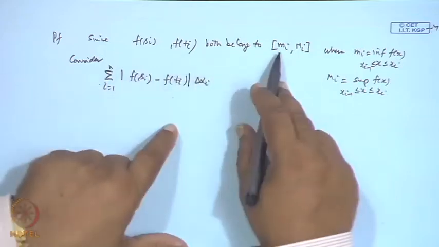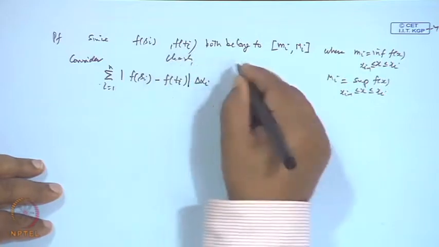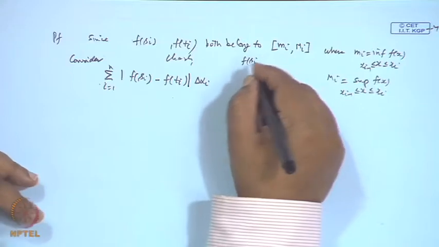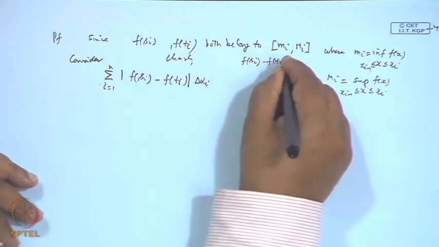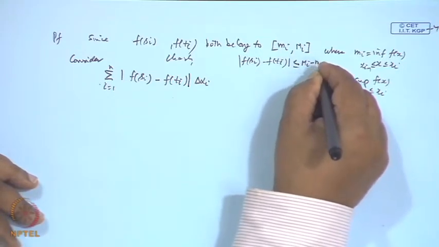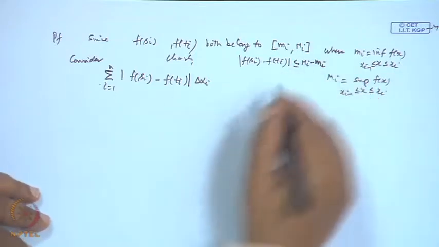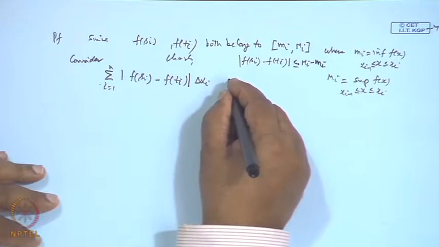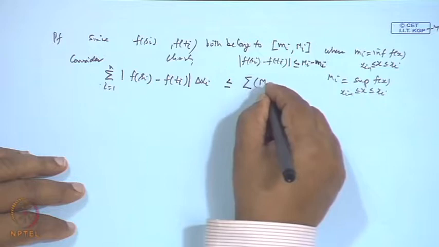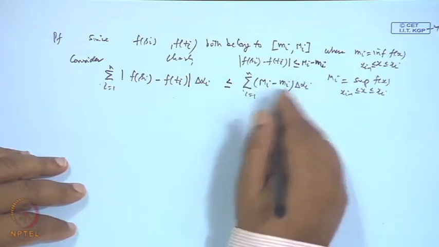So, both are lying between small m_i and capital M_i. So, clearly, |f(s_i) minus f(t_i)| will remain less than or equal to M_i minus small m_i, is it not? So, we can say this is less than or equal to sigma, i is 1 to n, (M_i minus small m_i) delta alpha_i, but this is nothing but what?